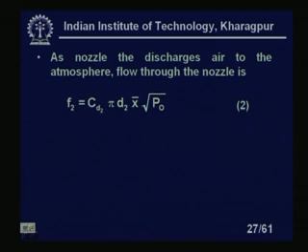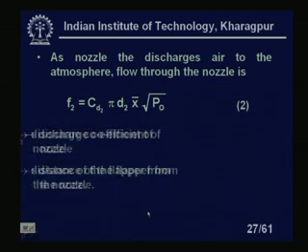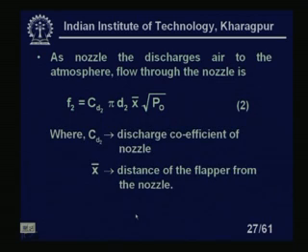We have seen that, instead of taking the circumference multiplied by that displacement, we are taking the bleeding volume. Here CD2 is the discharge coefficient of the nozzle, and x bar is the distance of the flapper from the nozzle. So the distance of the flapper from the nozzle multiplied by pi d2 will give you the flow. Clear? It comes in meter square or something like that.